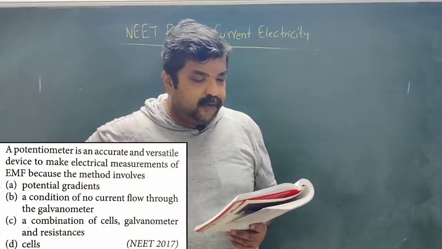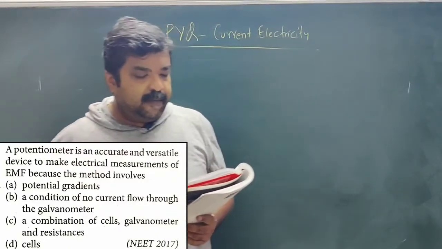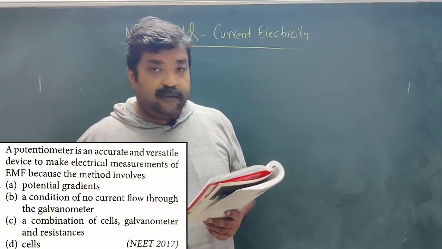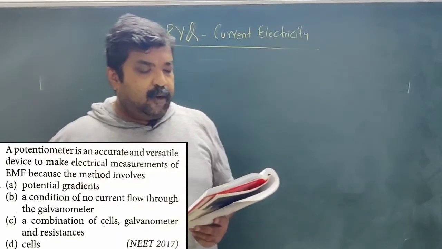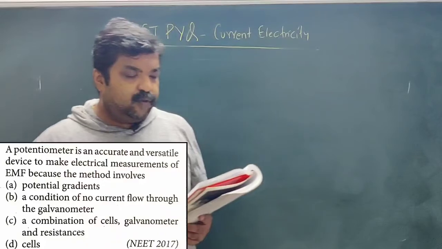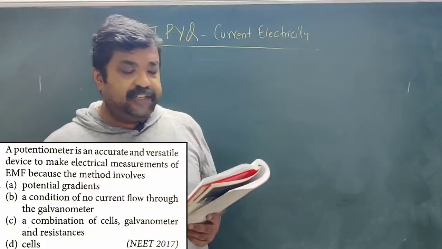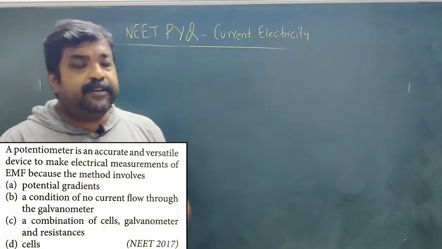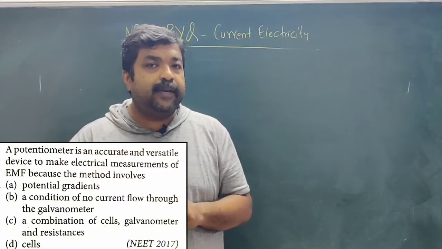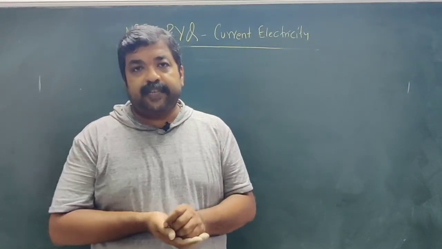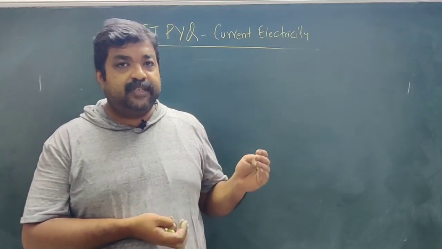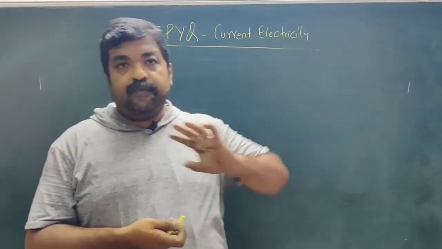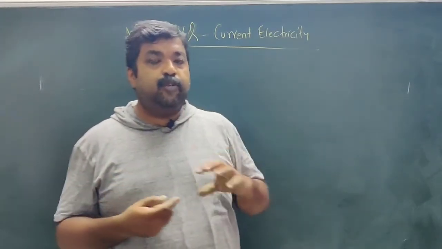So next question: a potentiometer is an accurate and versatile device to make electrical measurements of EMF because the method involves? The options are potential gradient, condition of no current flow through the galvanometer, combination of cells, galvanometer resistance, and cells. See, a potentiometer is a better instrument than a voltmeter because of this drawback that a voltmeter draws current from the circuit. A voltmeter has a finite resistance, but a potentiometer is an ideal voltmeter. I have discussed in the topic of potentiometer the difference between potentiometer and voltmeter.